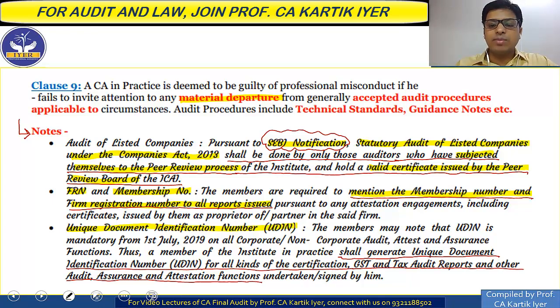Let's see what they say. The members may note that UDIN is mandatory from 1st July 2019 on all corporate or non-corporate audit, attest and assurance functions. Thus, a member of the institute in practice shall generate a unique document identification number. They should create a proper UDIN in relation to every certificate, every report, every document that is generated by them.